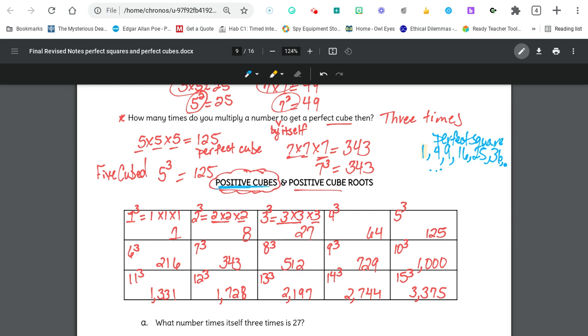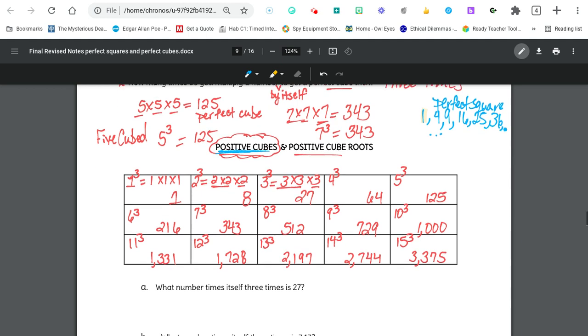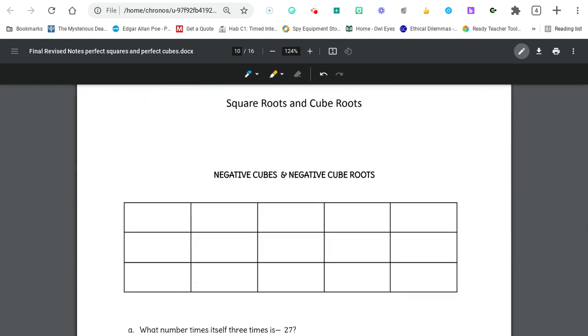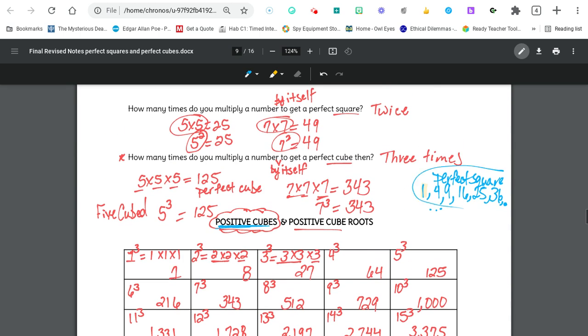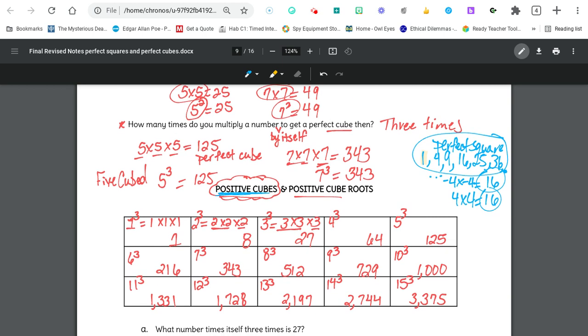But I specifically said here positive. That's because you can have positive perfect cubes, and you can also have negative perfect cubes, guys. Whereas with squares, you can only have positive squares, because anytime you multiply a number by itself, like -4 times -4, or 4 times 4, you'll only be able to get a positive. You'll never be able to get a negative when you multiply a number times itself. But with a cube, you can multiply a number by itself 3 times and get a negative. And we're going to talk about that on the back page.